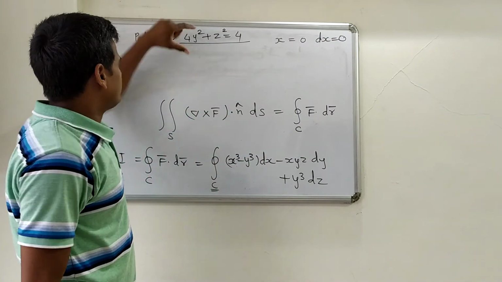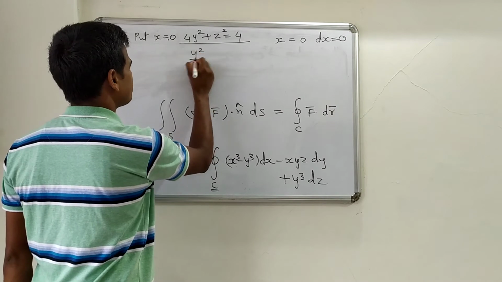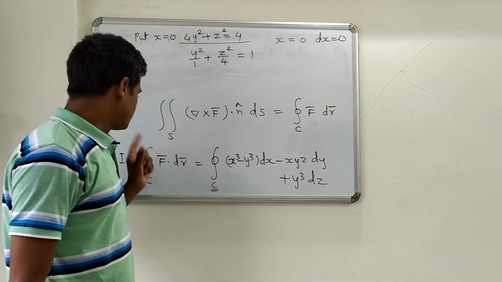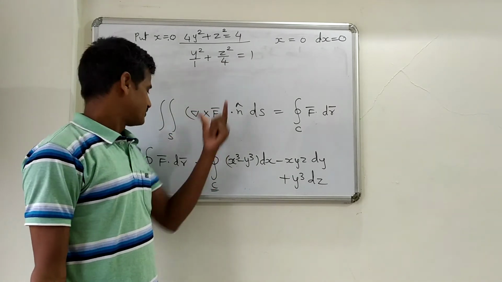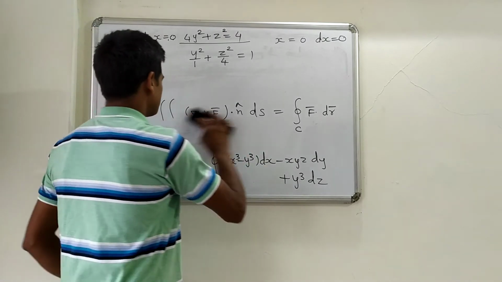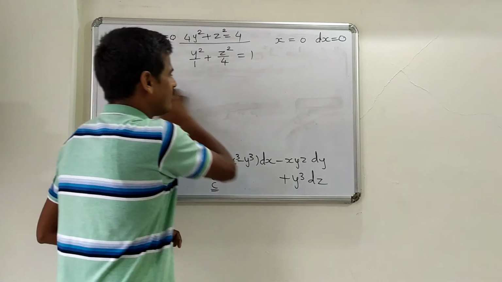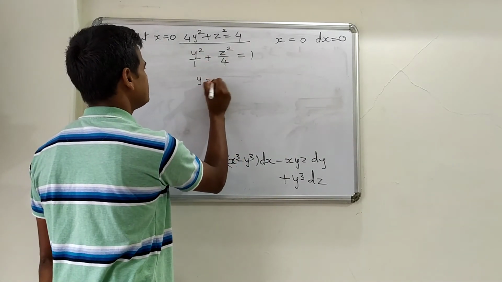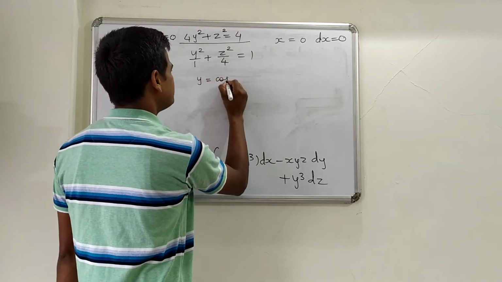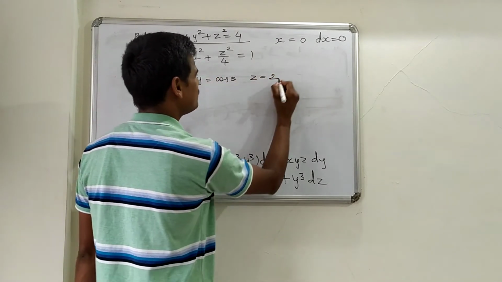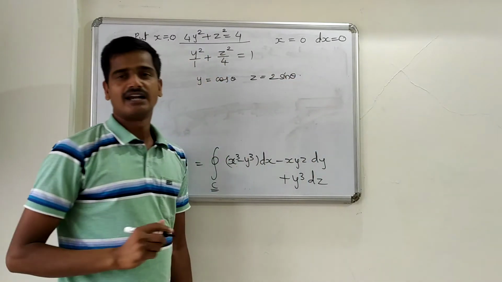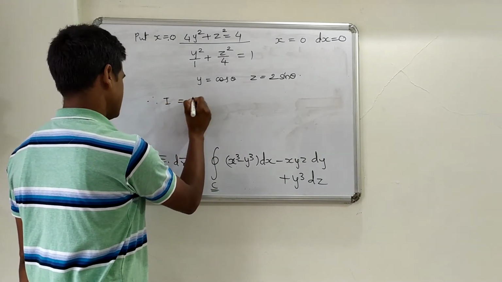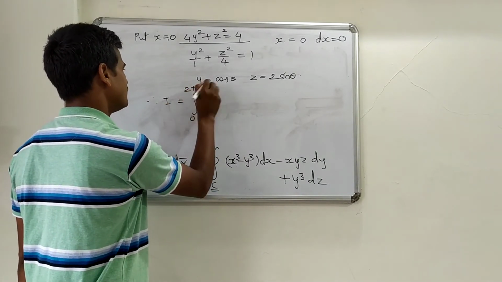Now write this in standard form: y square by 1 plus z square by 4 is equal to 1. We will use the parametric equations of this ellipse to find the line integral. What are the parametric equations? x is equal to a cos theta and y is equal to b sin theta. In this case the y and z variables are there. So y is equal to cos theta, since a is 1, and z is equal to 2 sin theta, where theta changes from 0 to 2 pi.